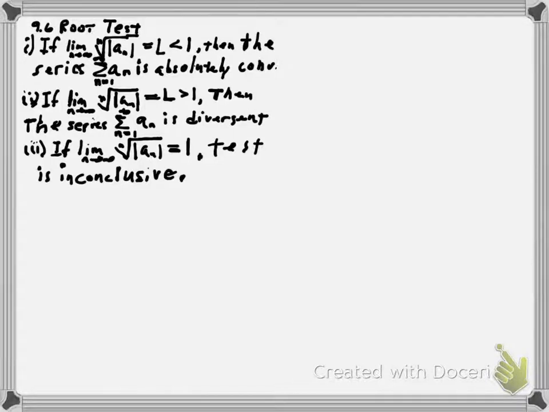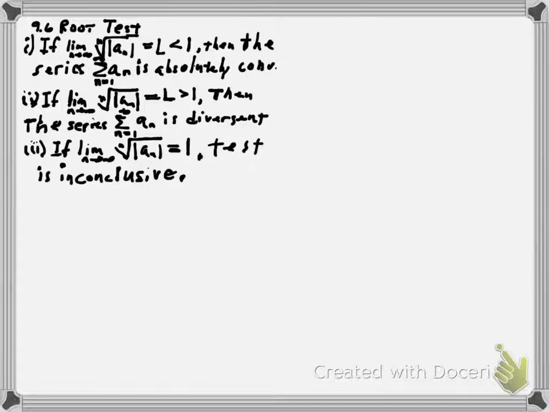Okay, the second half of section 9.6 covers the root test. And the root test works very similar to the ratio test as far as the conclusions that we can draw based on a limit. Now in this case, in the root test, the limit that we're taking is the limit as n goes to infinity of the nth root of the absolute value of the term of the series, a sub n.